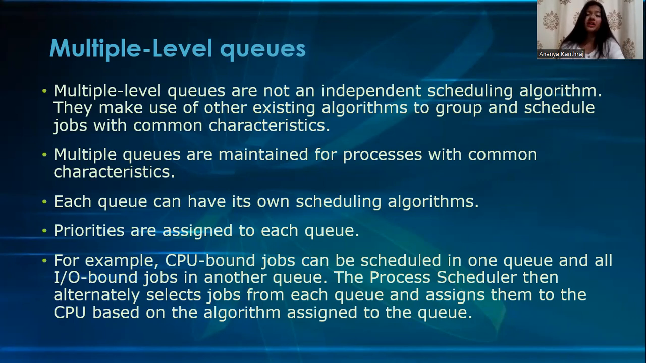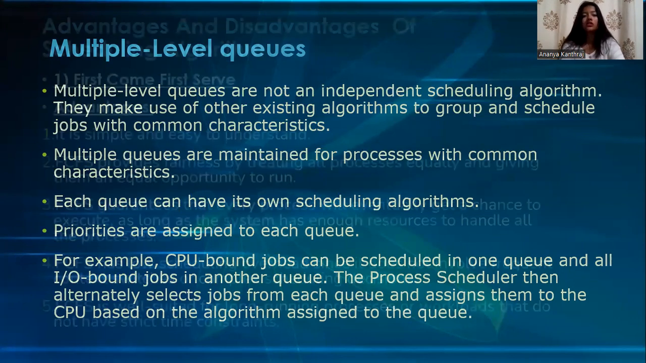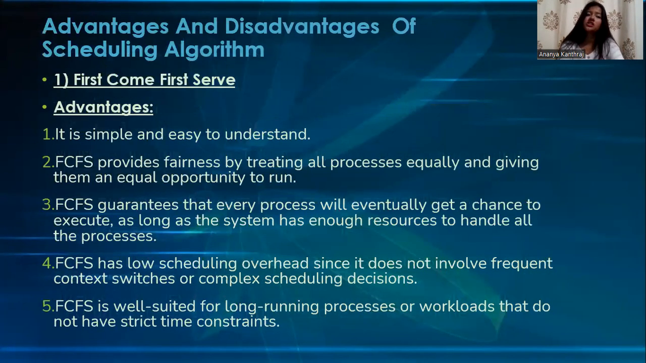So basically, another queue is maintained for the processes with common characteristics. That's the main advantage of using a multi-level queue. So what are the advantages and disadvantages of scheduling algorithms? Let's come to the first come first serve algorithm.